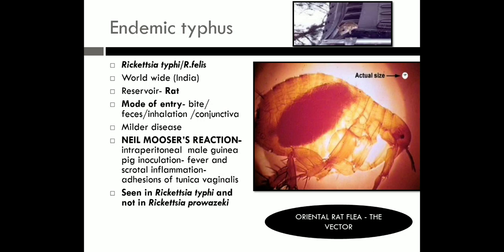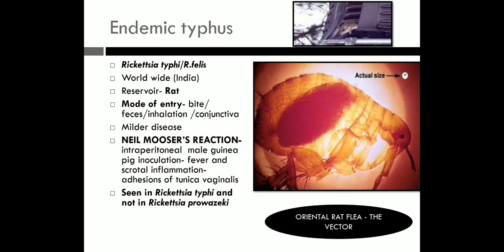Compared to the epidemic typhus, the endemic typhus is much milder, and we can differentiate both the endemic typhus and epidemic typhus by what is called the Neill-Mooser reaction. Here we inoculate the specimen intraperitoneally into male guinea pigs, and after around 3 to 4 weeks we observe the changes, especially the scrotal inflammation in the animals.